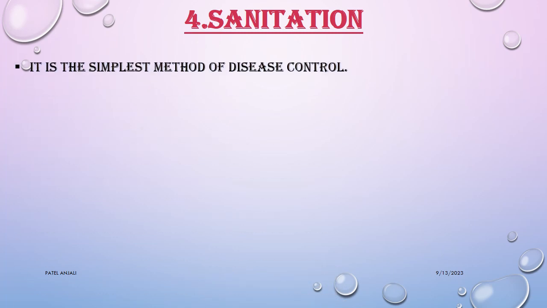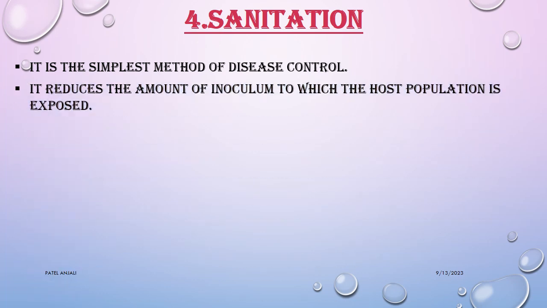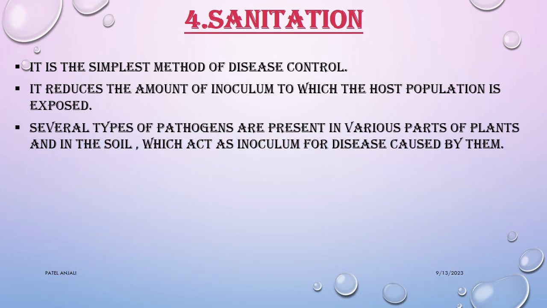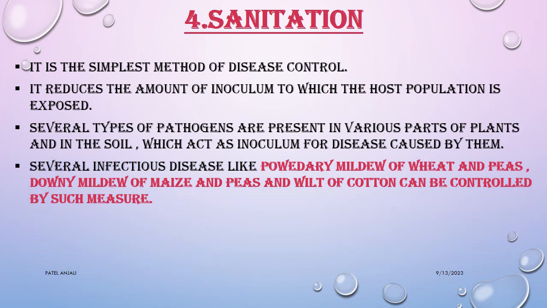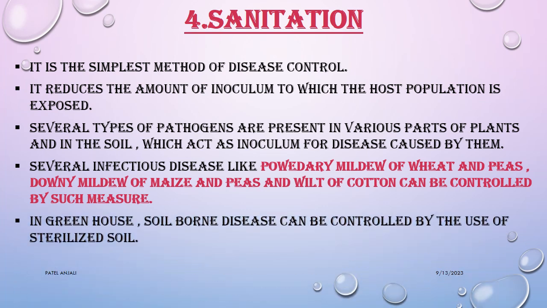Sanitation, it is the simplest method of disease control. It reduces the amount of inoculum to which the host population is exposed. Several types of pathogens are present in various parts of plant and in the soil, which act as inoculum for diseases caused by them. Several infectious diseases like powdery mildew of wheat and peas, downy mildew of maize and peas, wilt of cotton can be controlled by sanitation. In greenhouse, soil-borne disease can be controlled by the use of sterilized soil.